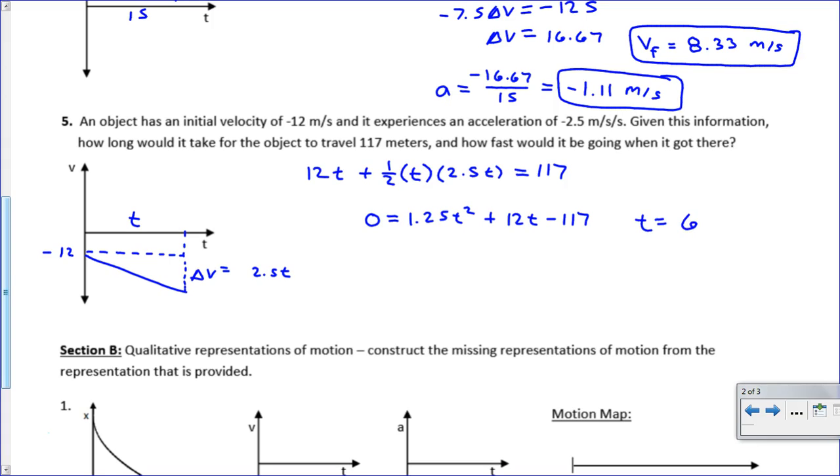All right, and if t equals 6, we can figure out what the change in velocity is. The change in velocity is going to equal 2.5 times 6. We do that, and we get 15 for the change in velocity. Now our velocity was negative 12, and the velocity is going down further. That delta v takes it down further, so it goes down 15. So going down 15 beyond negative 12, we end up with our final velocity equal to negative 27 meters per second.